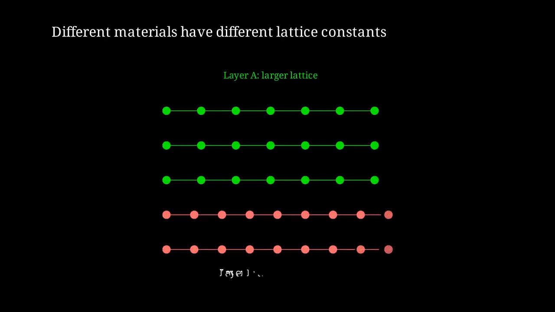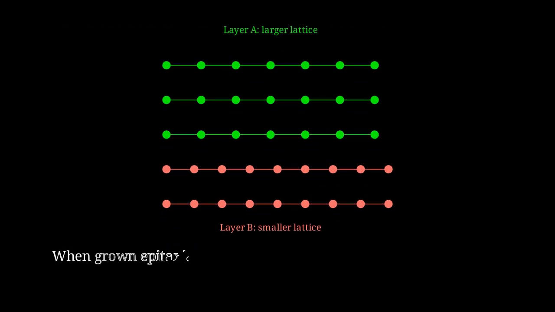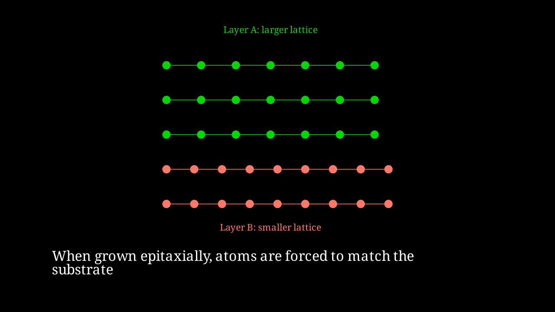Here we see two different materials with different lattice constants. The top layer has atoms spaced further apart than the bottom layer. When you grow layer A on top of layer B epitaxially, the atoms in layer A are forced to stretch or compress to match the substrate's lattice constant. This creates enormous built-in stress.